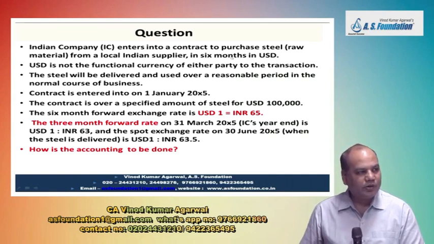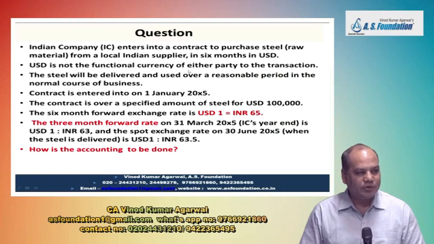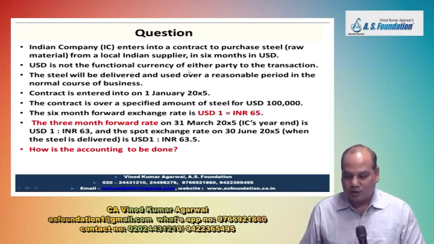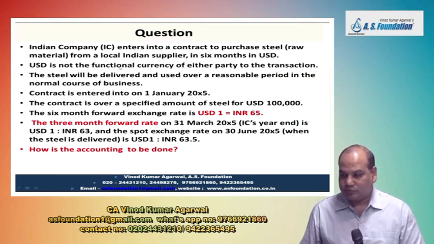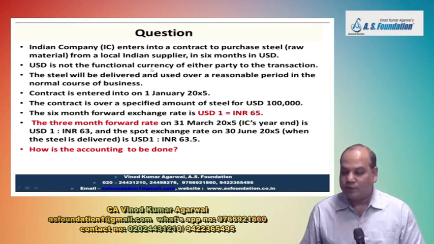So there is a contract to purchase the steel, but the contract is to purchase in 6 months in US dollar. USD is not the functional currency, meaning the main currency. Currency in which you normally operate is called functional currency. Most of your transactions take place in the functional currency. But it's an Indian company. USD is not the functional currency of either party to the transaction.